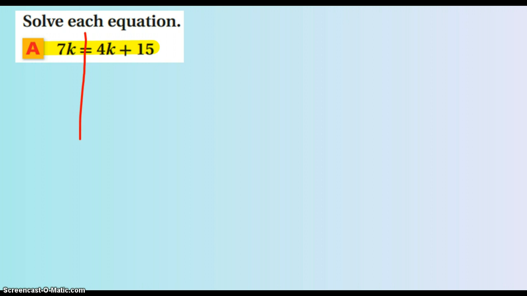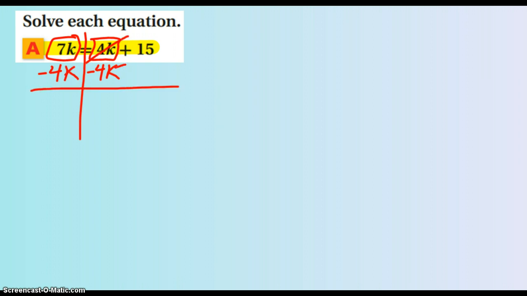So I can subtract variable terms just like I can subtract 15, for instance. But I have no reason to subtract 15 on both sides. I want to bring my besties together first. So 7k and 4k, they're besties. BFFs, whatever you want to call them. So I'm going to subtract 4k on both sides.